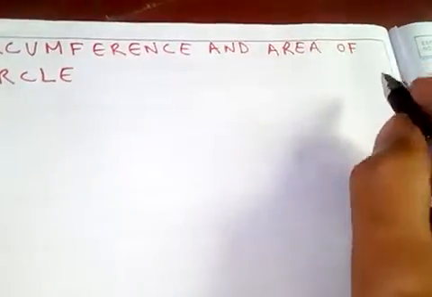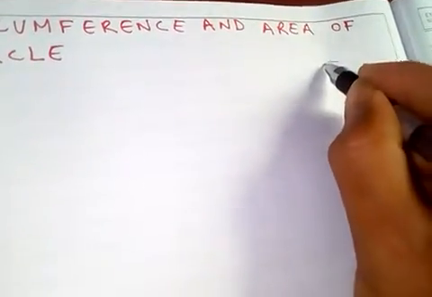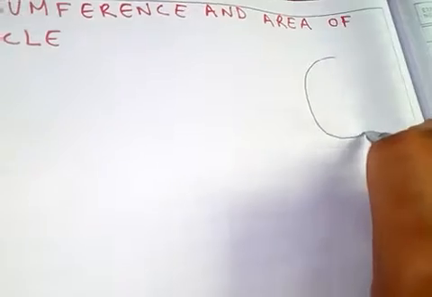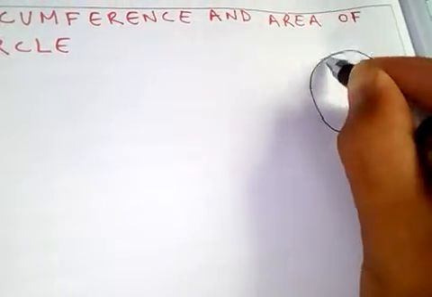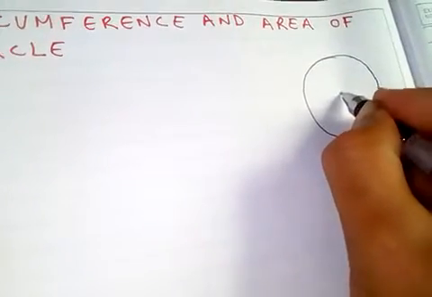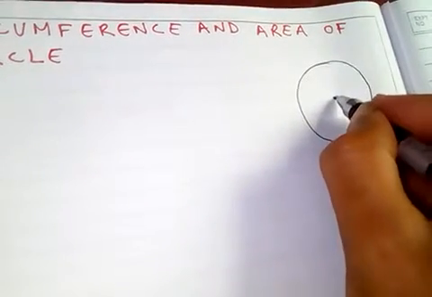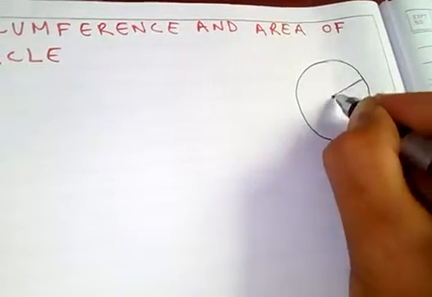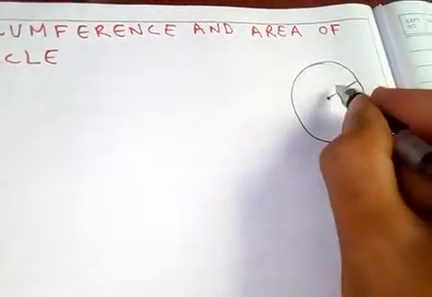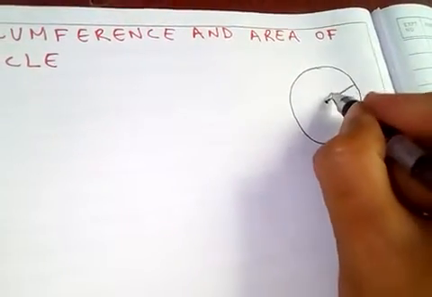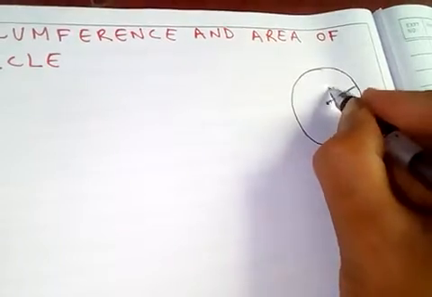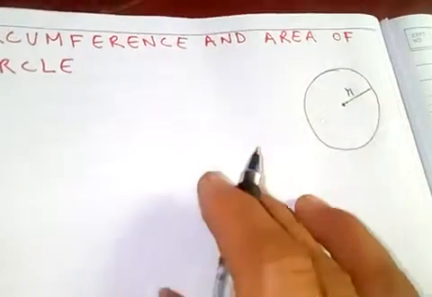Let's draw the circle here. Okay, let's say this is the center, and the distance from the center to the circumference, or we say perimeter, let's denote by r, radius r.